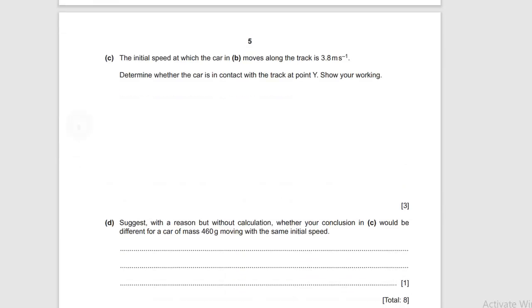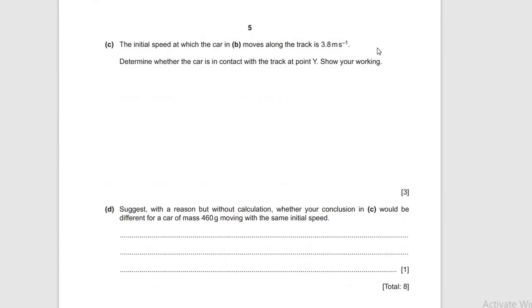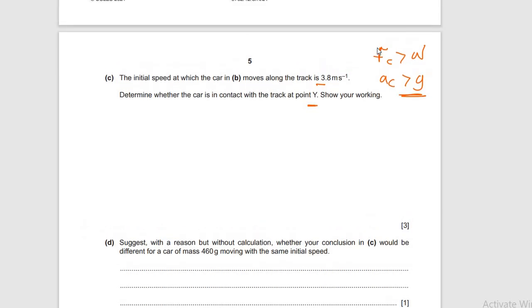Now this third question: the initial speed of the car in B moves along the track is 3.8 meters per second. Determine whether the car is in contact with the track at point Y. Remember that for the car to be in contact, centripetal force must be greater than weight, or centripetal acceleration must be greater than g, which means we need to get either the centripetal acceleration or centripetal force. Let's do that. So the initial speed of the car along the track is 3.8.